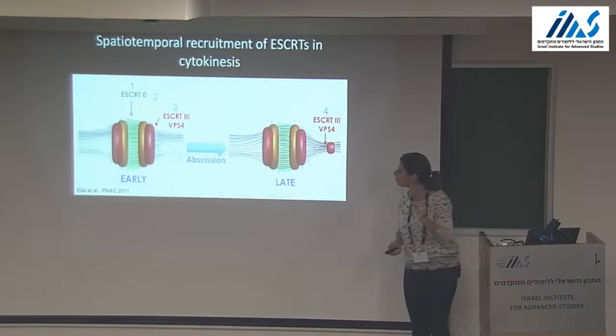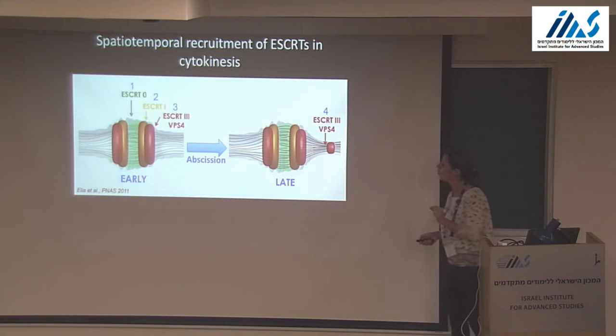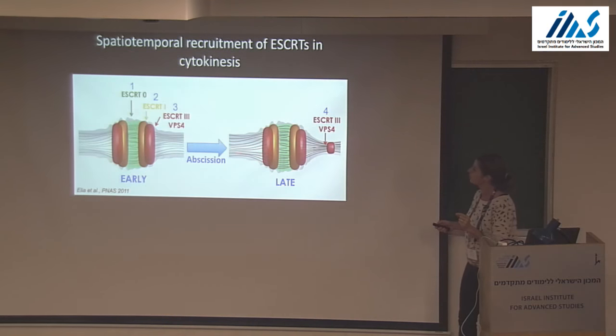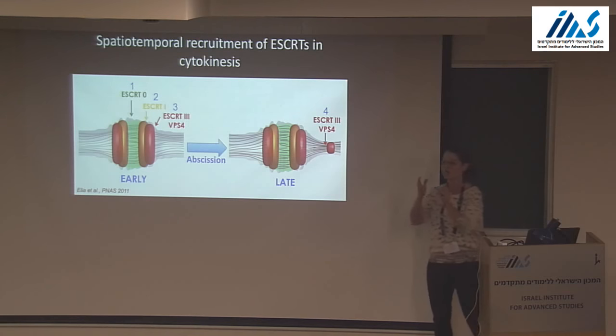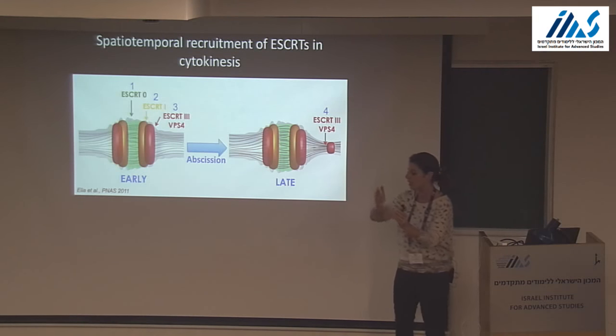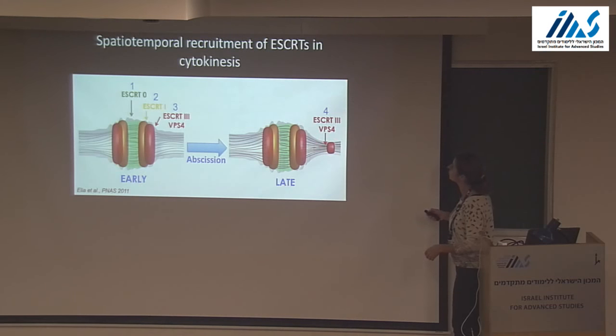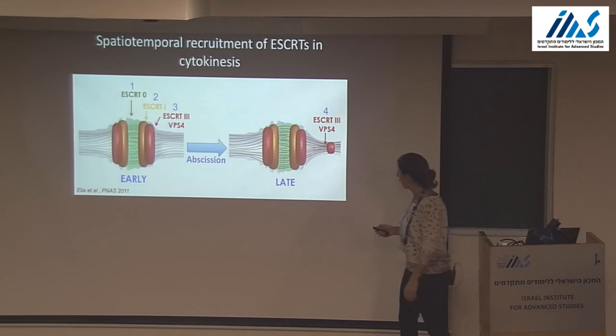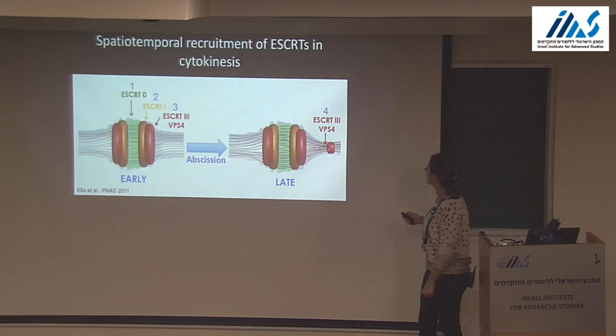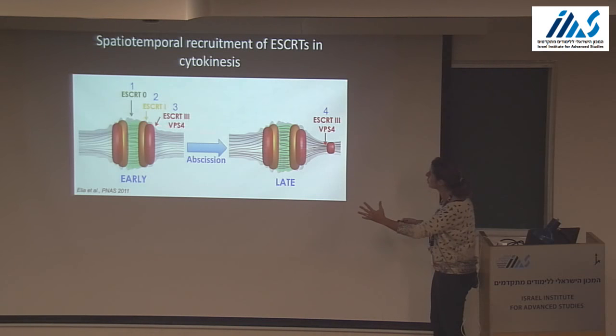So at the end of my postdoc work, we had the temporal recruitment, and we had some spatial information. We knew that there is an array of rings, and that at some point late in the process, we have recruitment of this ESCRT-III component, and this is like half a micron away. In terms of proteins, this is pretty far away. So then I started my lab thinking, how do you get from this stage to this stage?